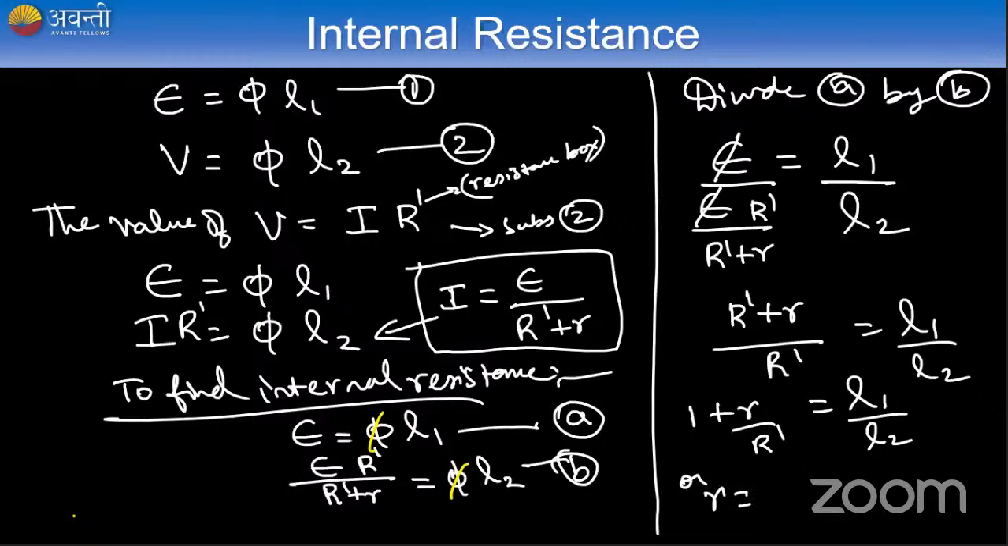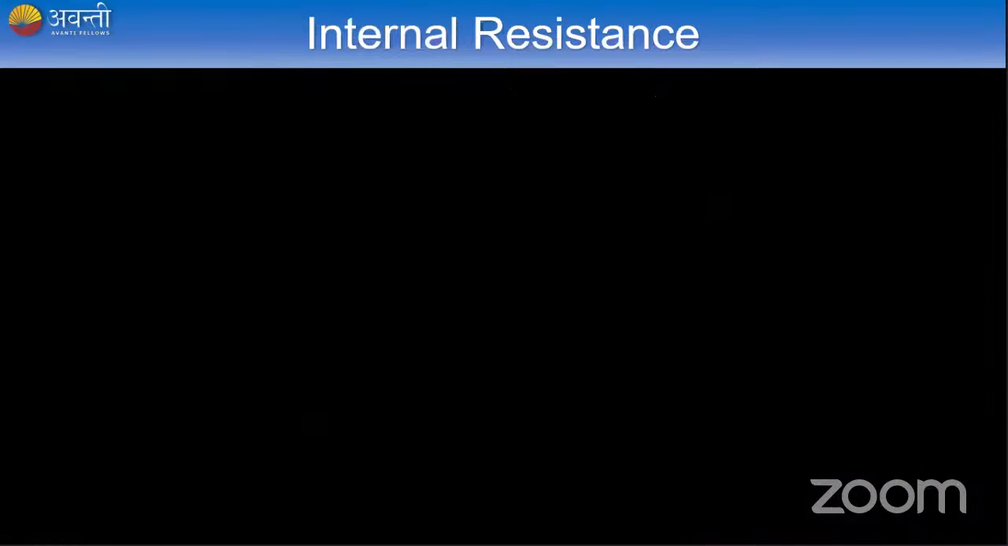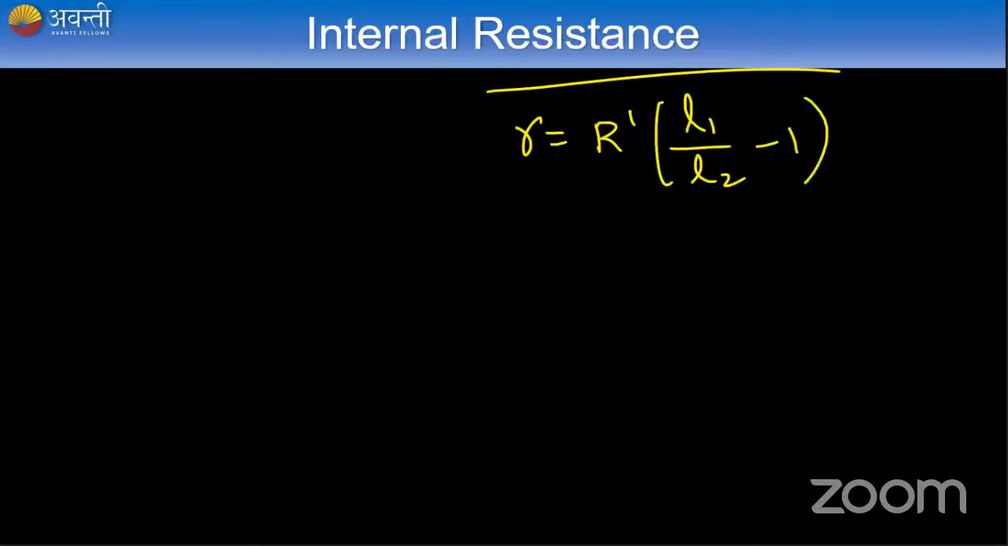So what is the value of r, guys? Small r is equal to R dash times L1 upon L2 minus 1. So this is the final expression we get to find the value of the internal resistance of an EMF. Okay, so small r is equal to R dash times (L1 upon L2 minus 1).